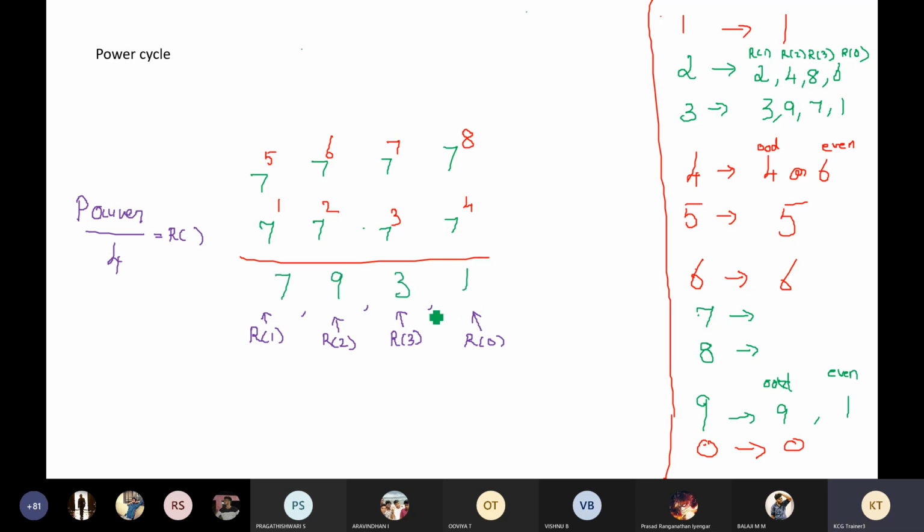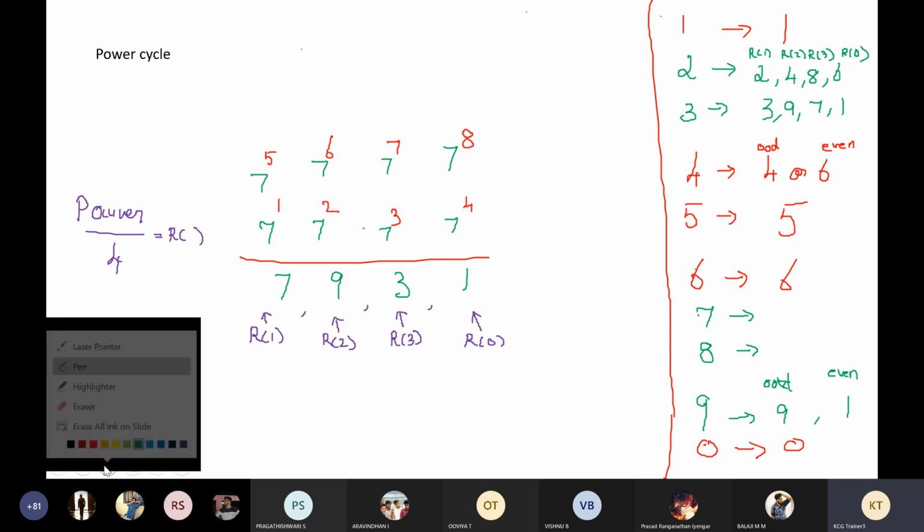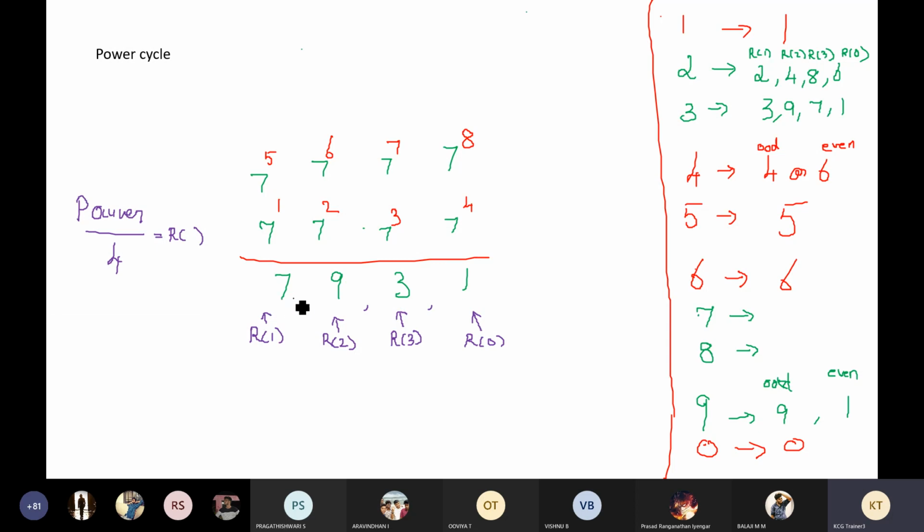And if you guys are wondering, sir, I don't know the value of 7 cube and all that, you don't have to worry about that at all. Just multiply 7 with this one, 49. You get 9. Multiply 7 with this one, 7 9s are 63, 3. Multiply 7 with this one, 21, 1. Multiply 7 with this one, you get again 7. Clear? Super, guys.